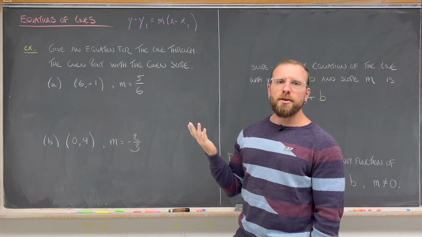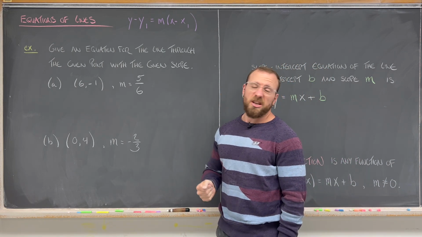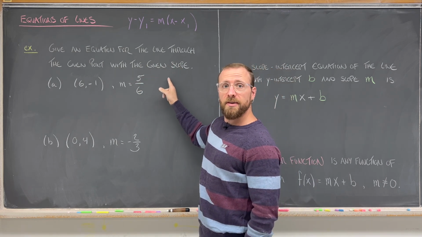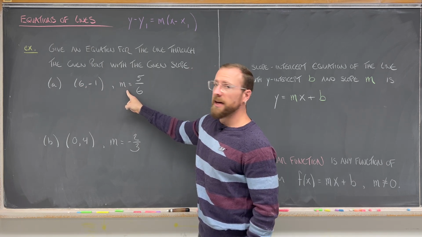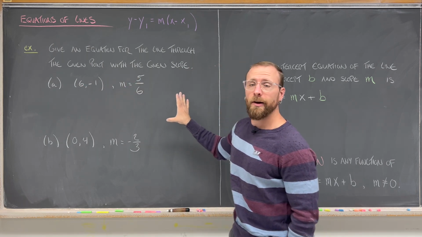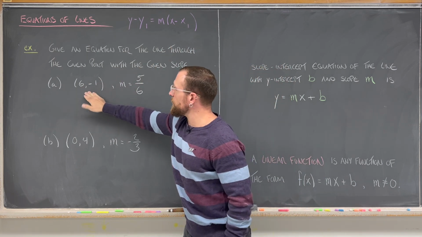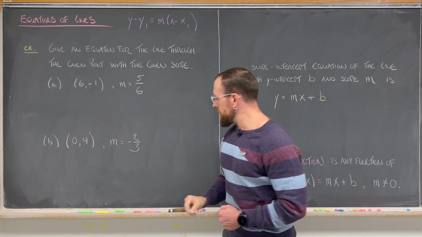Let's get some practice using the point-slope equation in answering this question. It says, given equation for the line through the given point with the given slope. The given point is 6, negative 1. The slope is 5/6. This is the exact scenario that I use the point-slope equation for because I have the given point, I have the given slope. This is my template. I just have to plug in and use it.